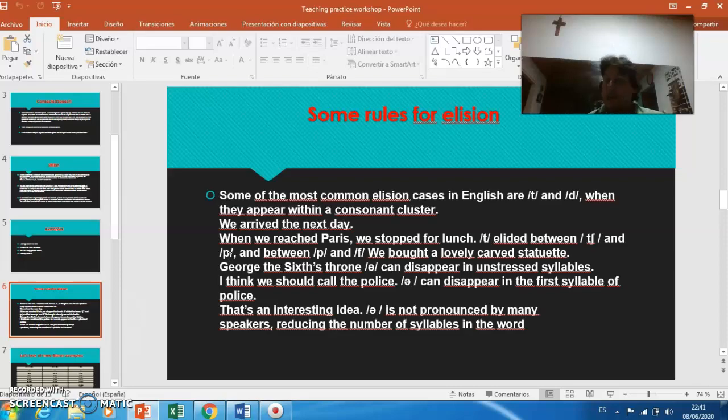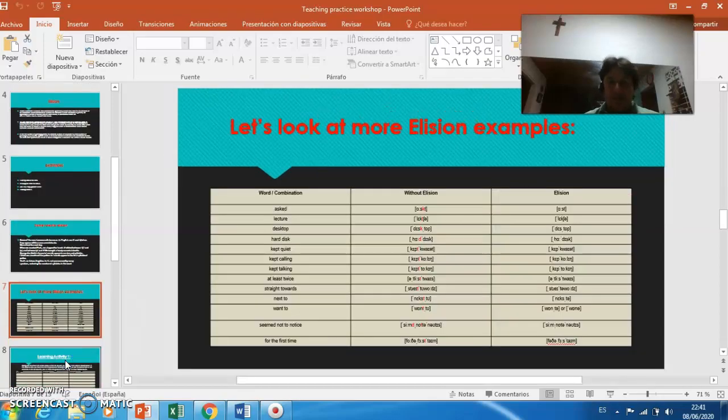I think we should call the police. The vowel can disappear in the first syllable of police. That is an interesting idea. It's not pronounced by many speakers, and it also reduces the number of syllables in the word. So remember, guys, we have to follow the rules for elision in the sound of t and also in the sound of d. Okay, let me give you some examples.